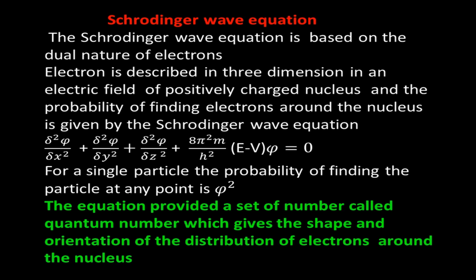The Schrödinger equation provided a set of numbers called quantum numbers, which give the shapes and the orientation of the distribution of electrons around the nucleus. So the Schrödinger wave equation gave us the quantum numbers that describe the shapes and the orientation of the electrons around the nucleus.